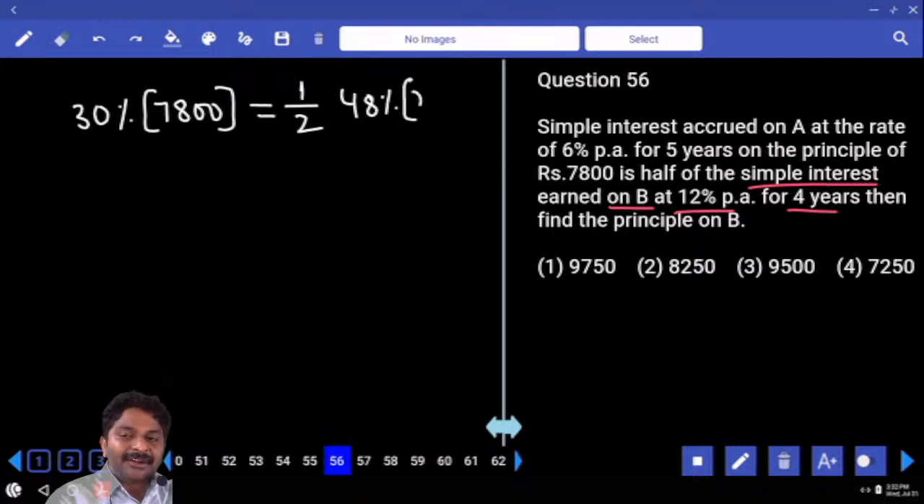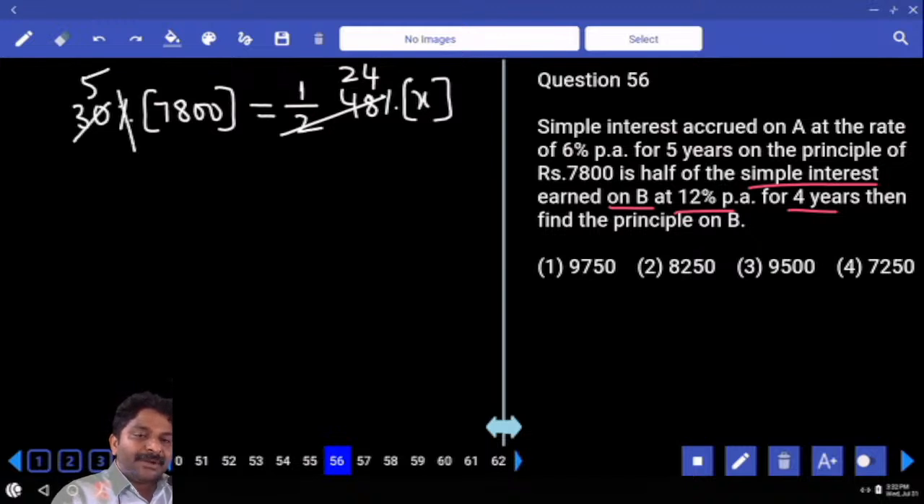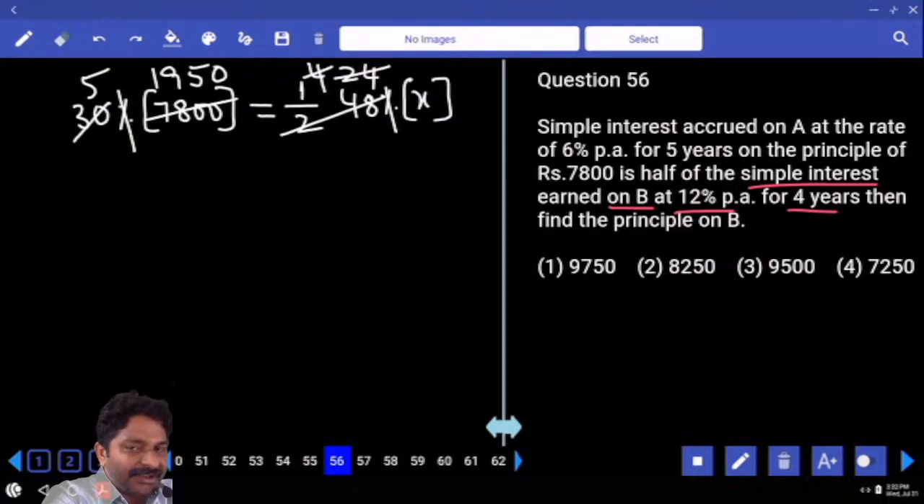48% calculated on some other number x. Is that okay? 12 how many times? 24, 4 times. 6, 5 times. Percentage gets cancelled. 6 how many times? 4 times. Cancellation with 4. 4 ones are 4, 39 times 5 and 0. 5 times of 1950. That's what we need to identify.